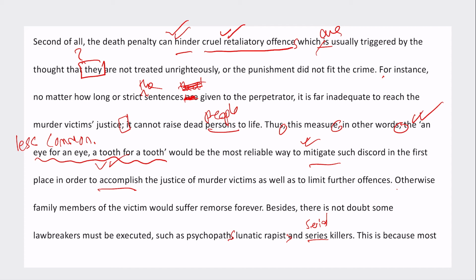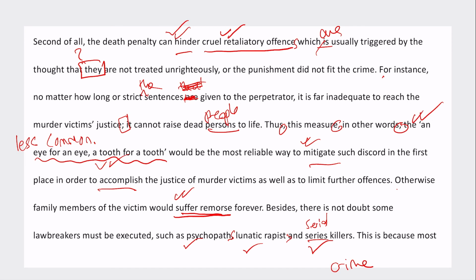Okay, again, they've tried to use some very subject-specific vocabulary here, which is all linked to crime and types of criminals. So, again, excellent vocabulary. Suffer remorse. Again, to suffer remorse, that's a key phrase that often goes together. So that's excellent knowledge of vocabulary.